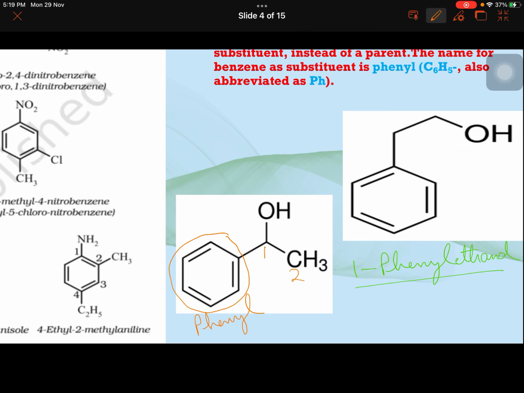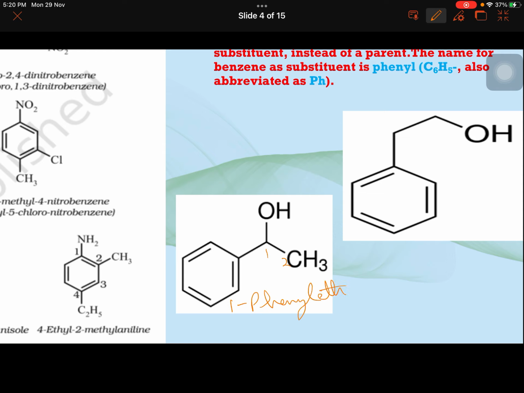I'll write it again in case it is not visible. The name is 2-phenylethanol. And here again you have two carbons in the side chain. So this is the first carbon, it has OH on it, and the second carbon is this one. I hope you can give me the name for this now. You can try it yourself. Exactly like this, try this one.